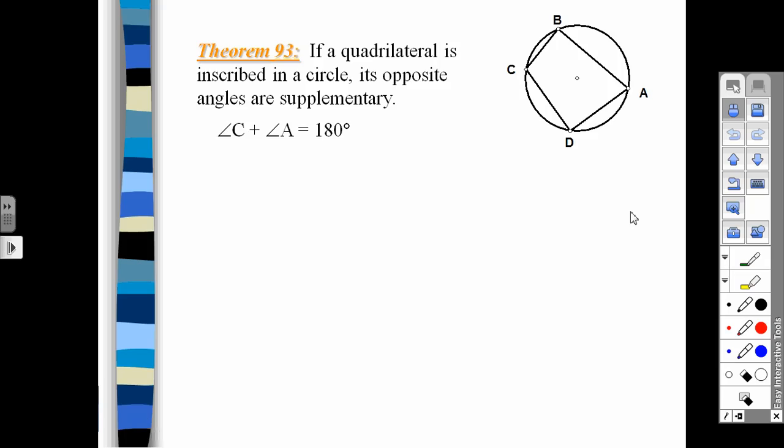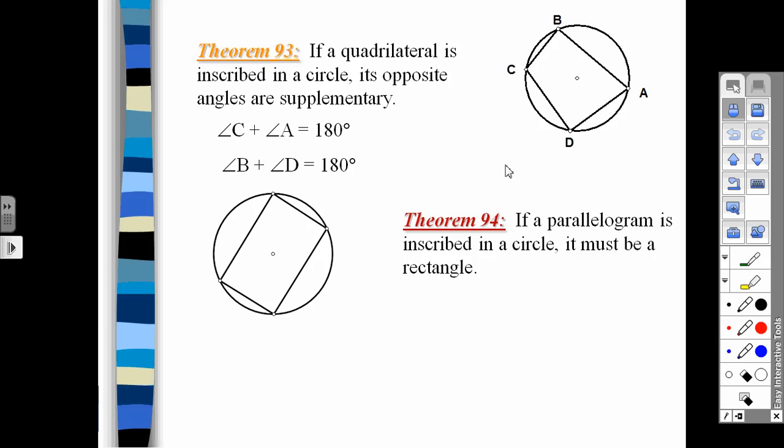So that tells us that angle C plus angle A is going to be 180 degrees. And likewise, angle B plus angle D is going to be 180 degrees. So if they give you angle B, it's really easy to figure out angle D without having to figure out arcs or anything. You can just subtract it from 180.